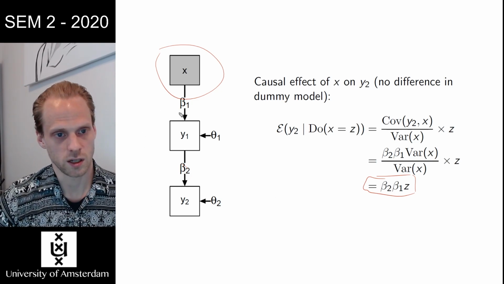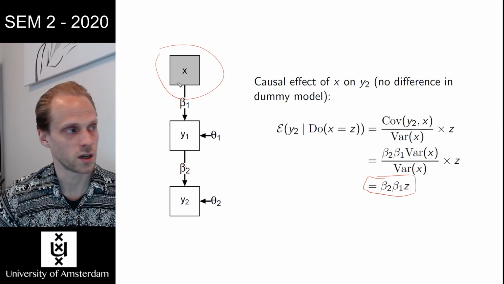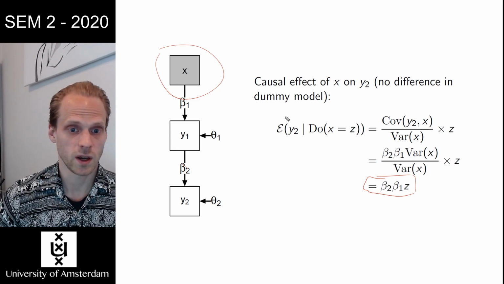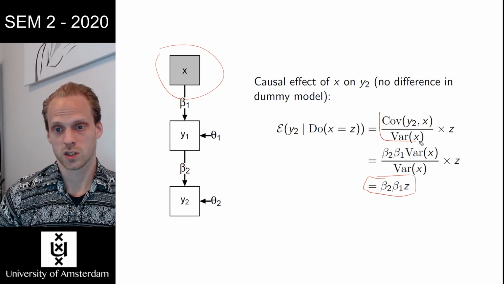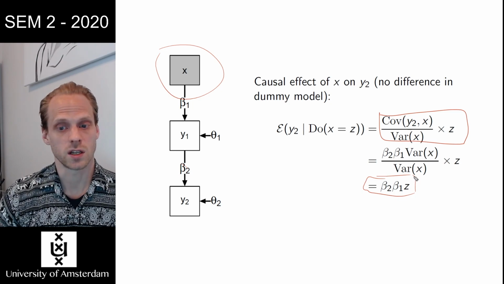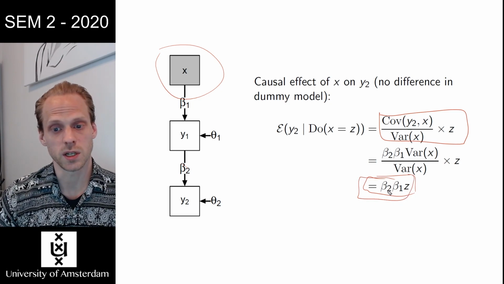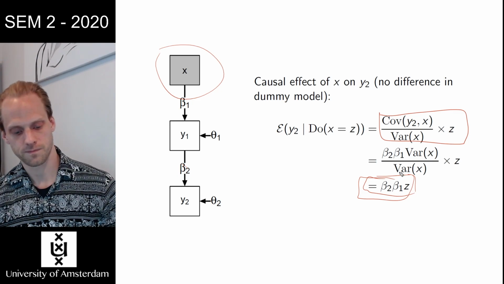But we can also take the expected value of the dummy model in the same way we did the expectation before. Right? It's the same formula. And then we see we also get the same result. So beta 2 times beta 1 times z.